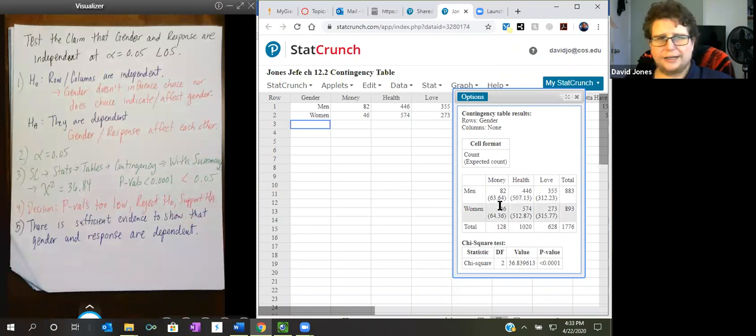And remember how I told you the expected frequency was the row total times the column total divided by the table total? If you take 883, the row for men, multiply it by the column total for money, 128, and divide by 1776, you get the value in parentheses. That's the expected frequency. So if they are independent, these values will be close. The values inside the parentheses and outside will be close. Notice for several of them, they're nowhere near. Health and love are kind of far apart.